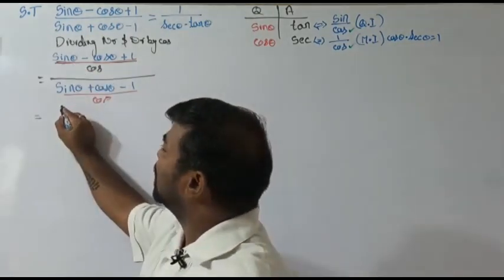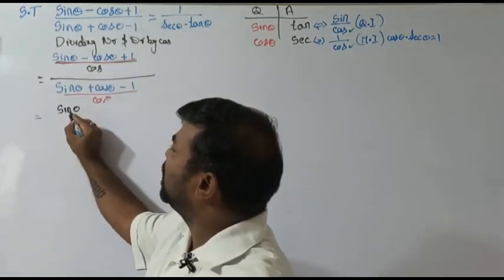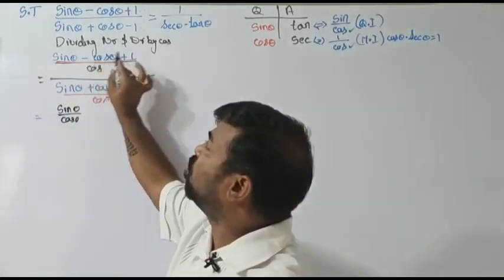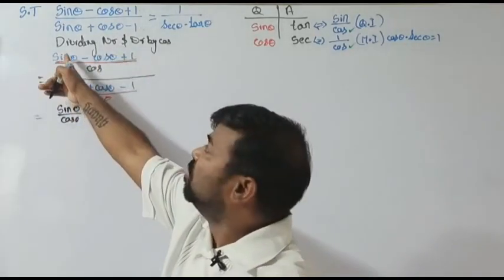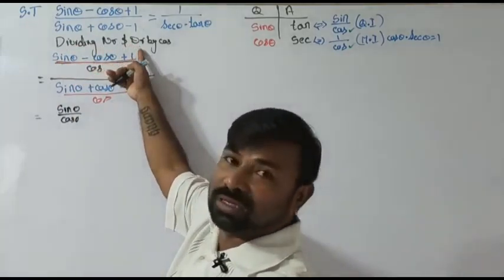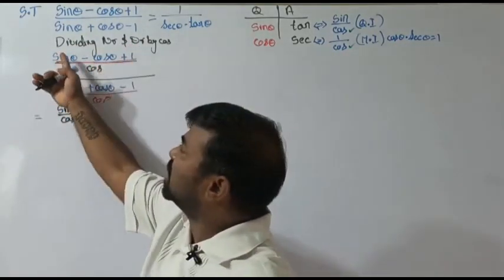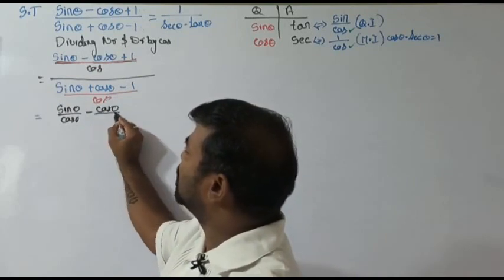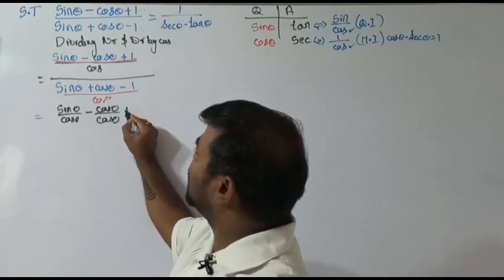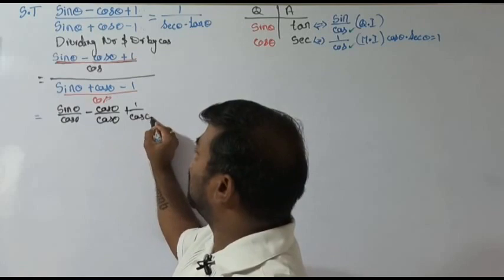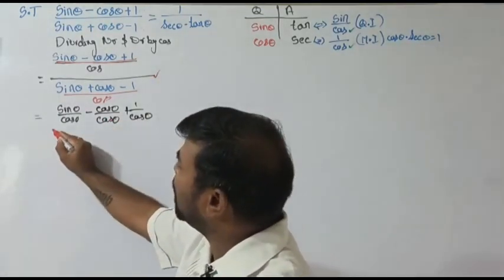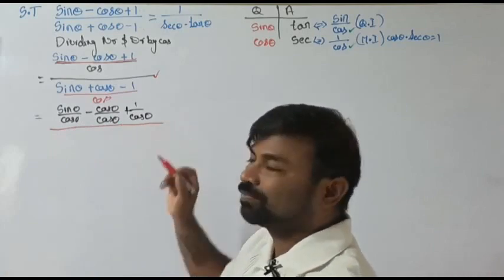So, sine, can I write this as sine theta by cos theta? Right, what did I do? I have split the cos to all the three terms in the numerator: first term, second term, third term. I am splitting this cos underneath. Again, the same sine theta by cos theta minus cos theta by cos theta plus 1 by cos theta. Right, this is the main line. This is the main line. What I have drawn here.